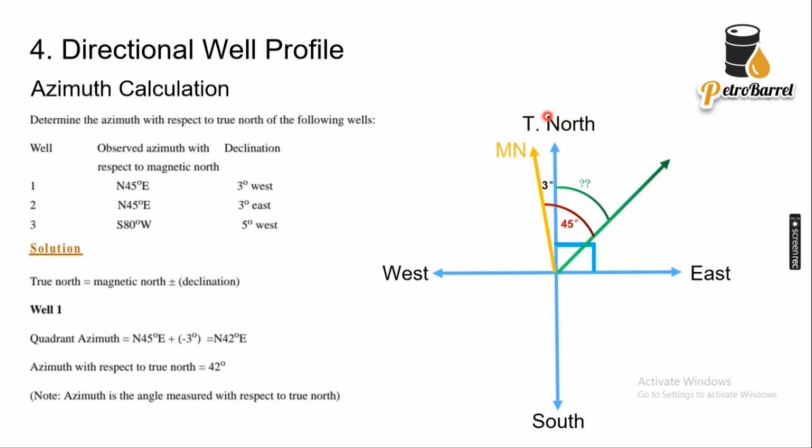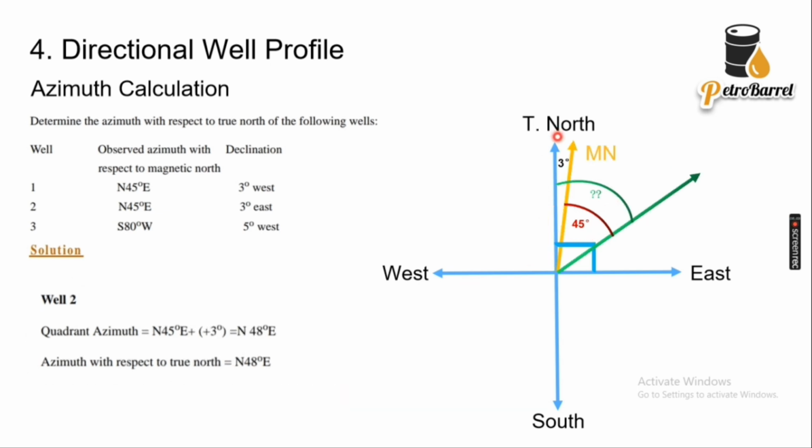To get the azimuth corrected, related to the true north, simply we subtract 3 degrees from 45 degrees to get the green angle, which is 42 degrees with respect to true north. According to example number 2, we have a declination angle of 3 degrees but to the east direction.